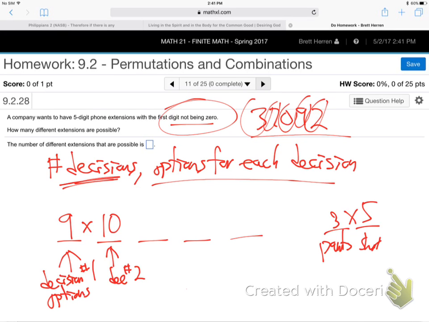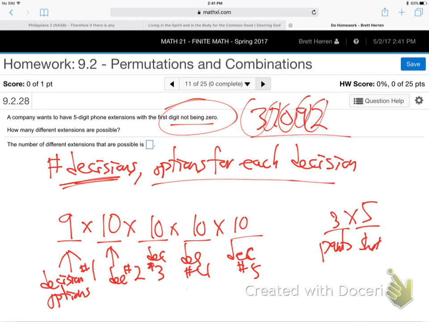How many options for decision 3? 10. And on we go. 10, 10, for decision number 4 and decision number 5. Is that making sense? Multiply those together. 9 times 10,000 is 90,000. Total, there are 90,000 different extensions that are possible. That'll cover 90,000 employees.